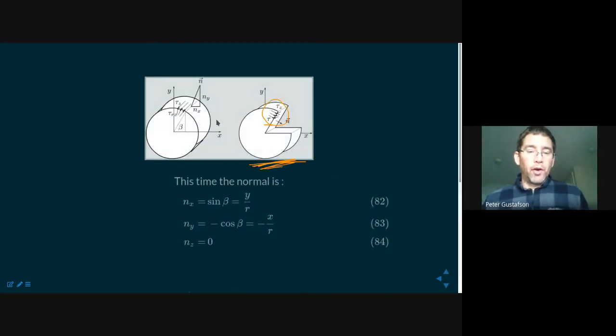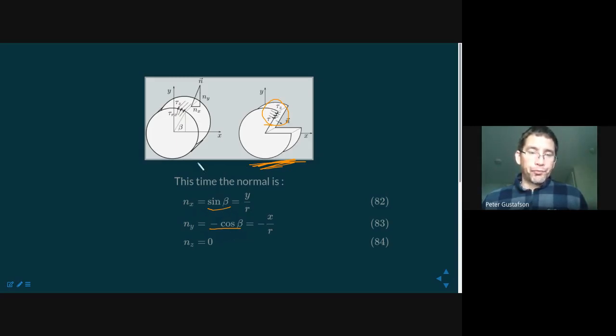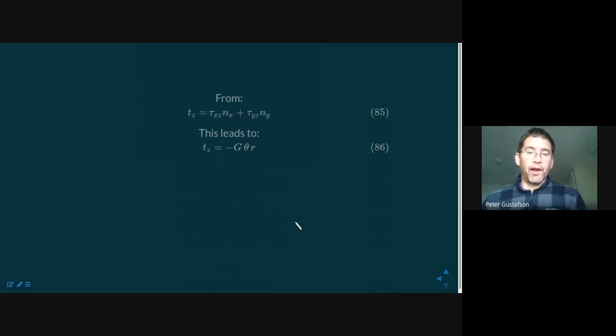Okay, anyway, so now the difference we have here, previously we had nx and ny components. We're actually now changing the components because now the normal is in the theta direction rather than in the r direction. And so nx becomes sine of beta and ny becomes minus cosine of beta. Previously nx was sine of beta and we had cosine of beta for the other one. Anyway, so we get this y over r and minus x over r as our components of the traction vector, or I should say of the normal vector.